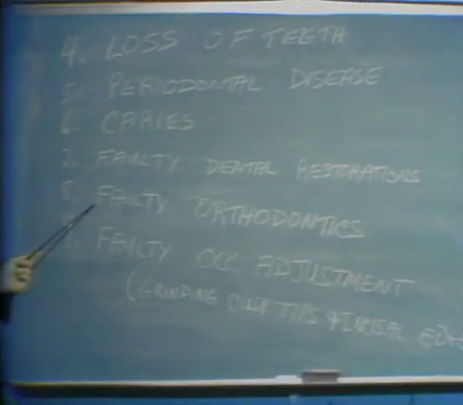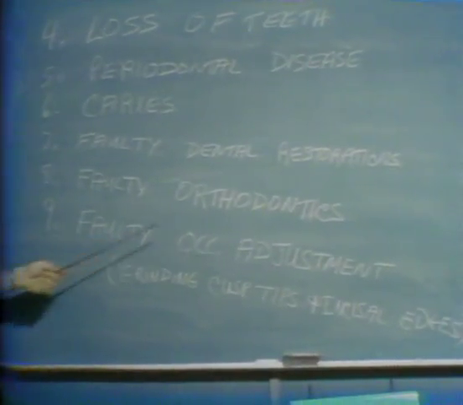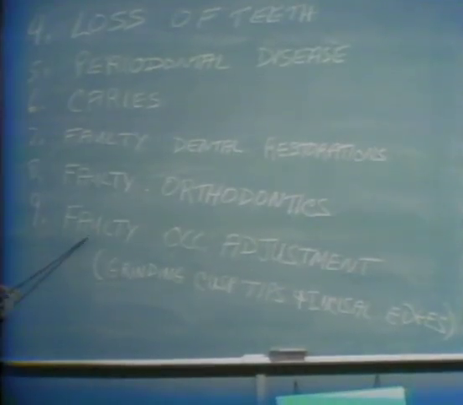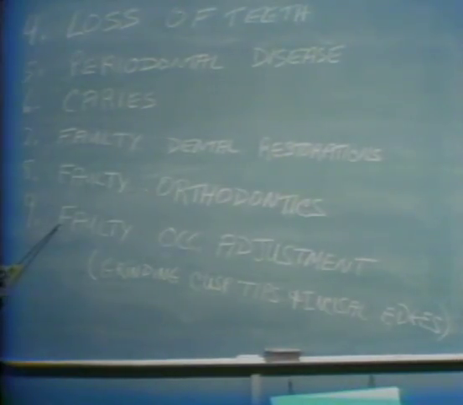Number 8, faulty orthodontics, improperly done, can also lead to traumatic occlusion. As well as number 9, faulty occlusal adjustment, a faulty technique for grinding the teeth, rather than eliminating traumatic occlusion, can introduce additional traumatic occlusion.